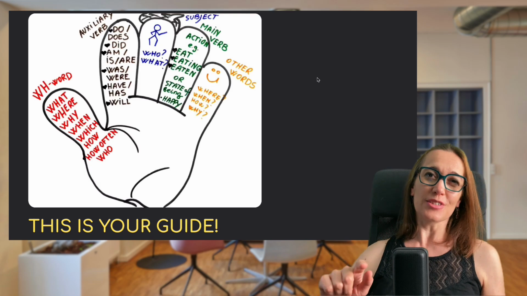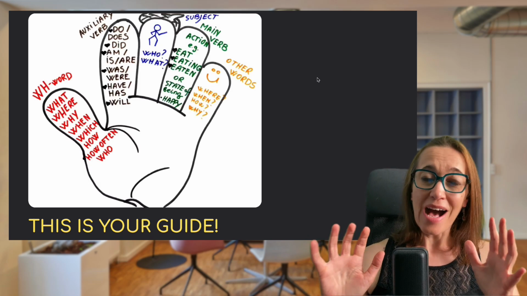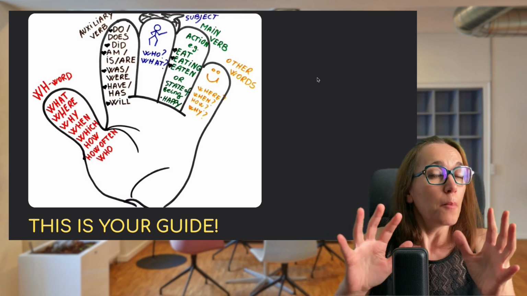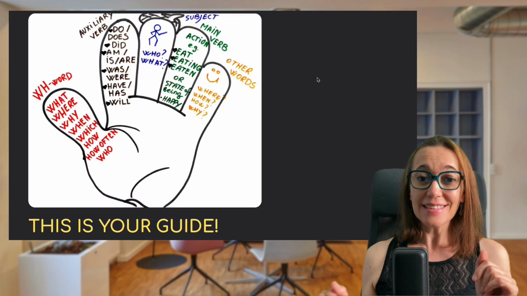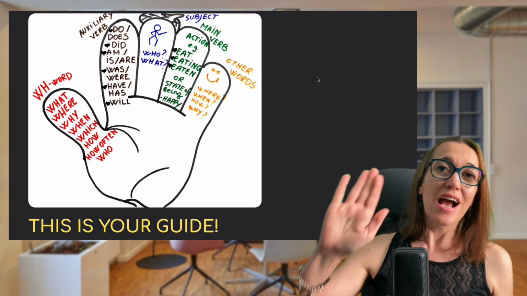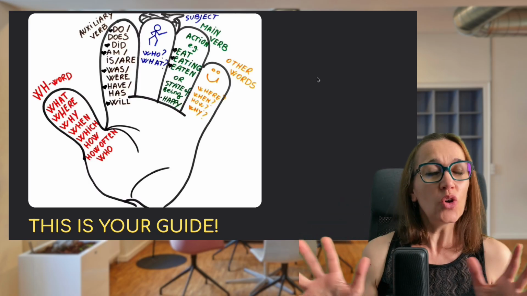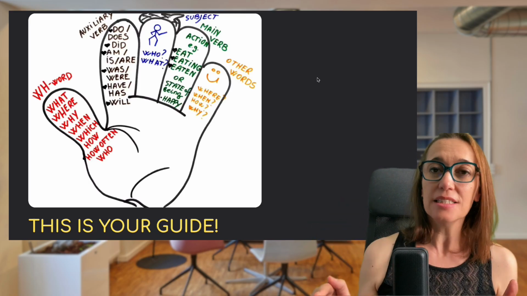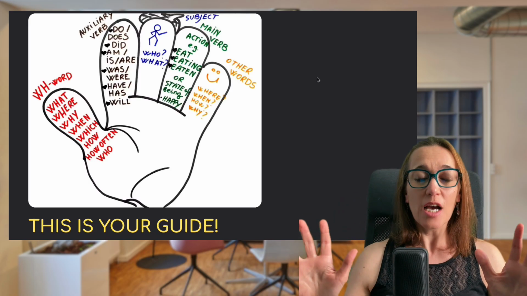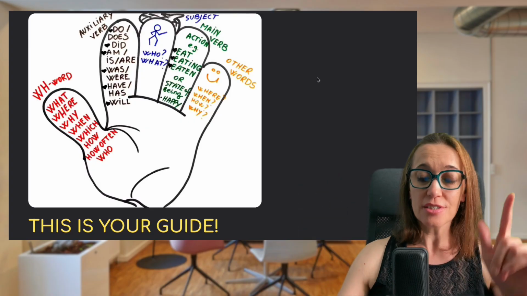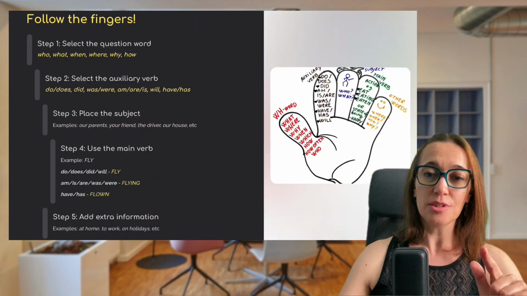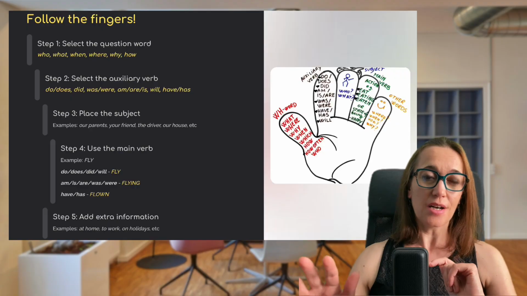Follow the fingers. Remember our auxiliary, I mean, our magic helpers, and this magic high five. They will help us no longer make mistakes. In a second, I'm going to show you what kind of mistakes we normally make. Just remember one more time, follow this guide.